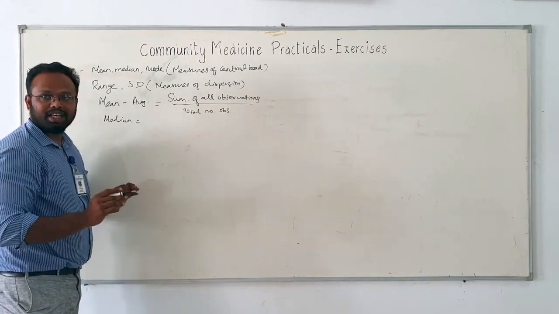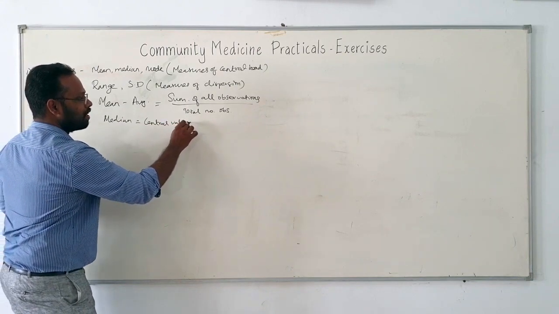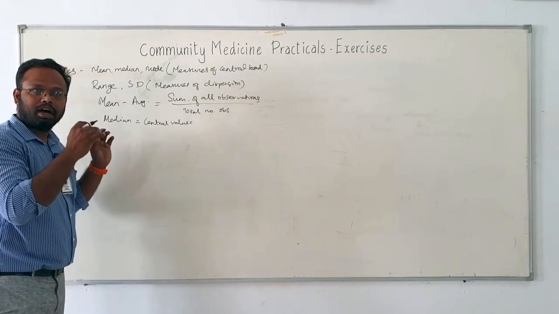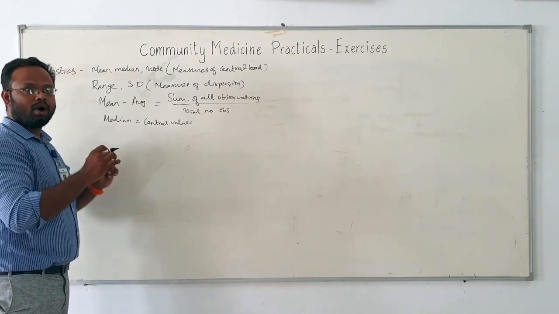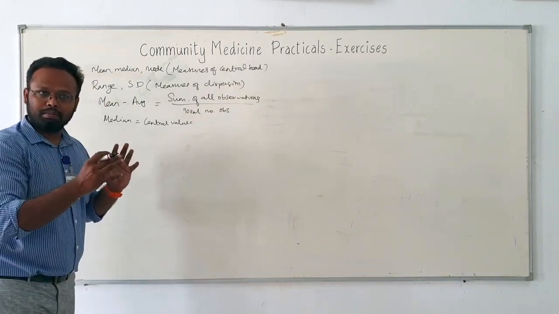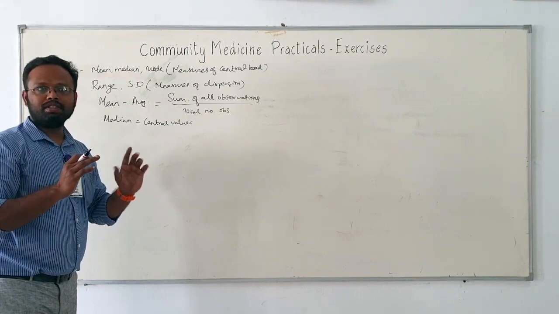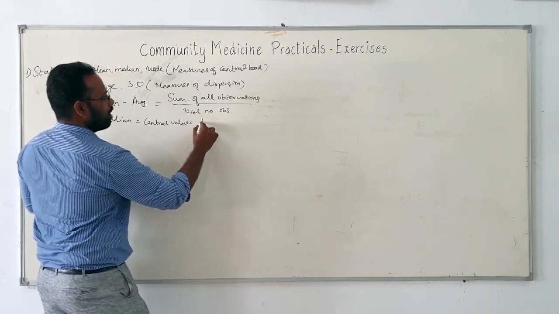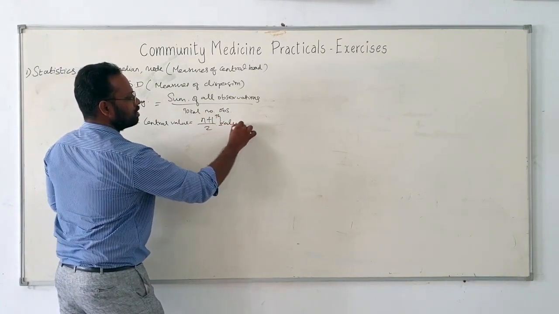Median is the central value. You have to arrange the list of values in either ascending or descending order. Then you have to find the middle value. If the total number of values is odd, then it will be easy. Suppose 5 values are there, the third value will be the middle value. To calculate that, the (n plus 1) by 2 value is called the median.